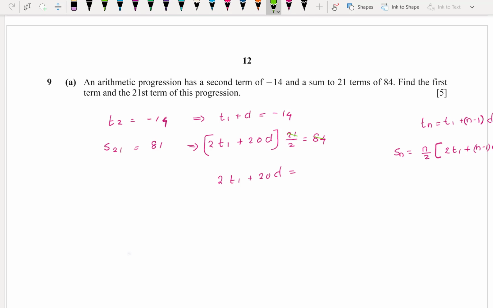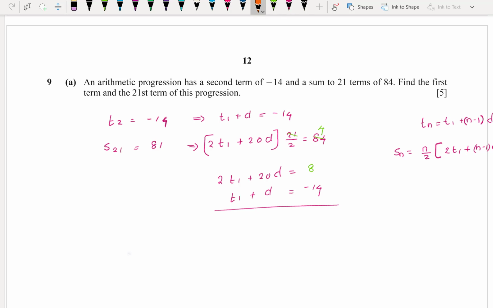Correct, Amrita? How many times? 4 times. 4 times, yeah. So this is going to be 8. Right. Now let's copy the other one. T1 plus D is equal to minus 14. Okay, so what do we need to do at this stage? We can simplify this first equation as T1 plus 10D is equal to 4.